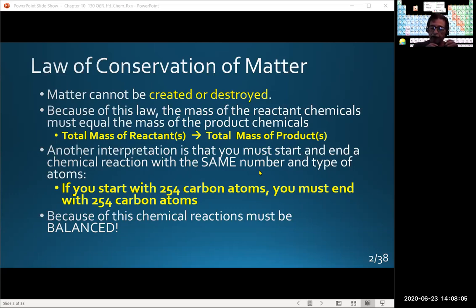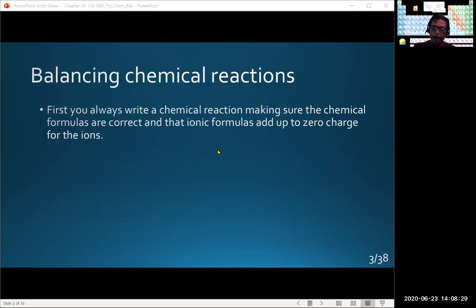We call that a coefficient. We can change that coefficient as many times as we need. We can't change the subscripts, okay? Remember that. If you need more of H2O, we put a coefficient in front of the whole formula. We don't change the subscripts. And so we have to balance the reaction, and we'll have some examples about that. So, balancing reactions.